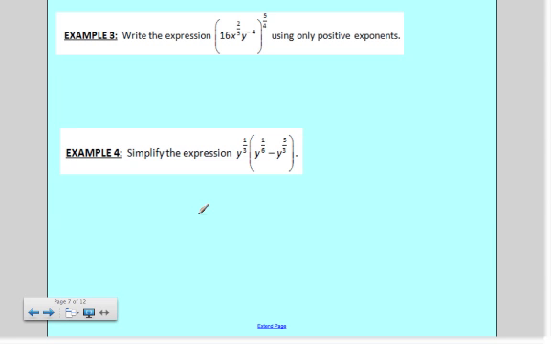So when we look at this, some of you would just become overwhelmed. What we want to do is suggest that you work this in 3 separate parts. So we're going to come way over here, and the first thing we're going to deal with is 16 to the 5/4.